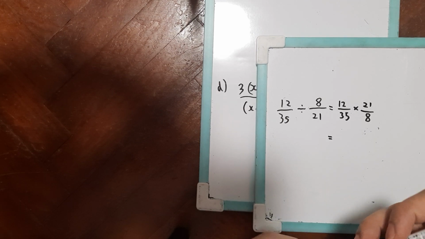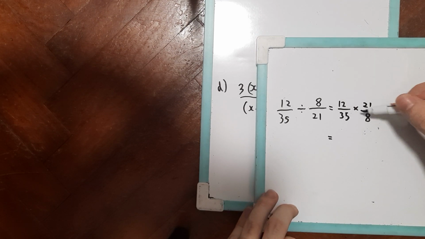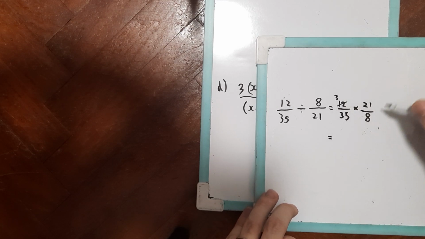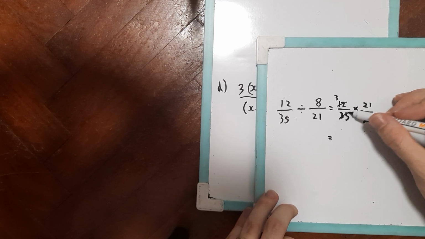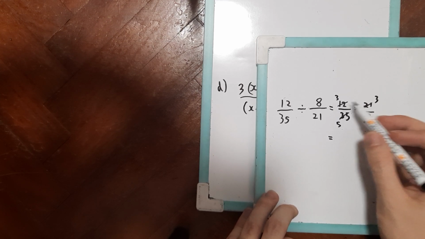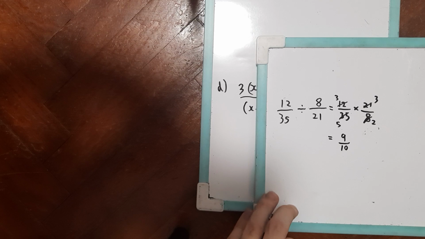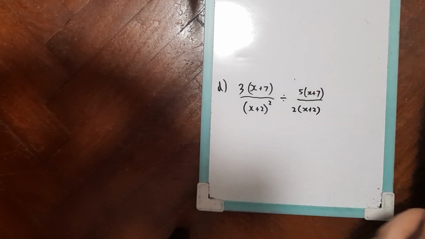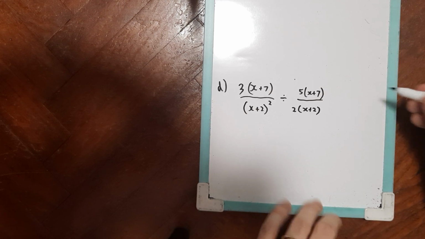Now we have to pre-simplify, just like before. So here I can see I can divide top and bottom by 4. So that would give me 3 and 2. And divide top and bottom by 7, which gives me 3 and 5. So 3 times 3 is 9, 5 times 2 is 10. And that's it. So now let's look and see how that applies to our algebraic fraction.